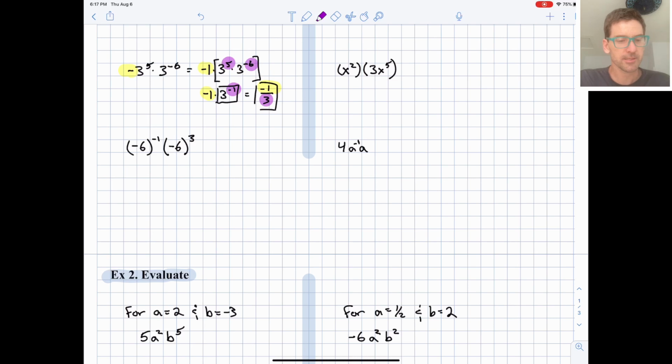And then similarly for this next one, we can look at a -6 to the -1 times -6 to the 3. So that's -6 to the -1 plus 3, which is -6 squared. Okay? Which means -6 times itself, which is 36.